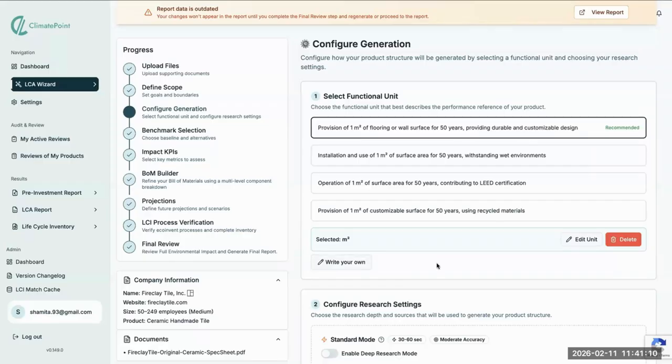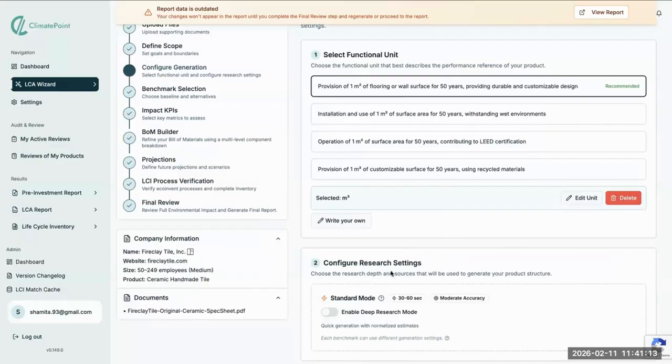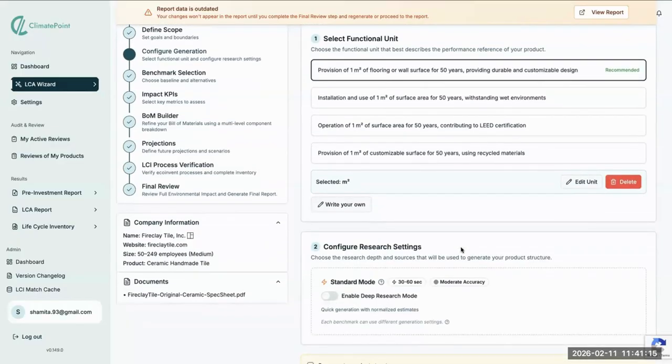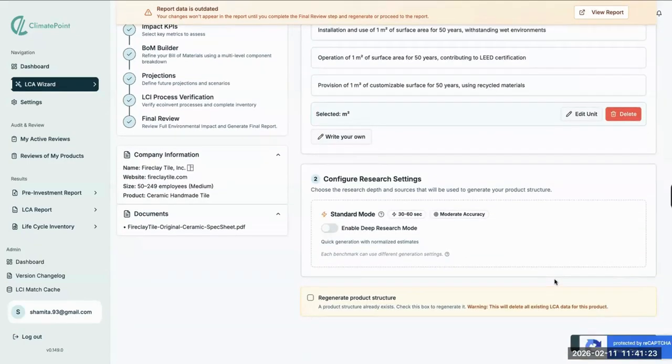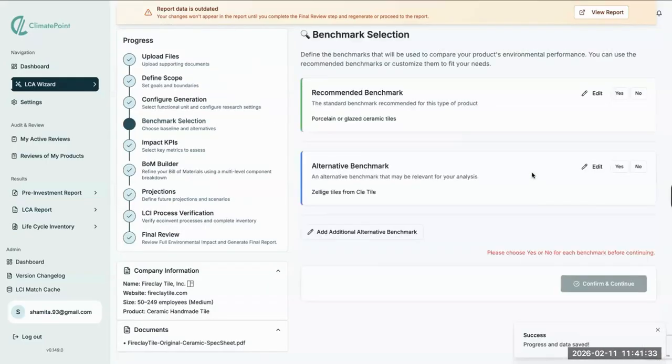We have the deep research module here, which you can enable, which will go even deeper and get you more credible sources available on the internet for research. But I'm going to skip that for now because it takes a little longer to process. So we've put meter square here as the functional unit, and we're going to continue.